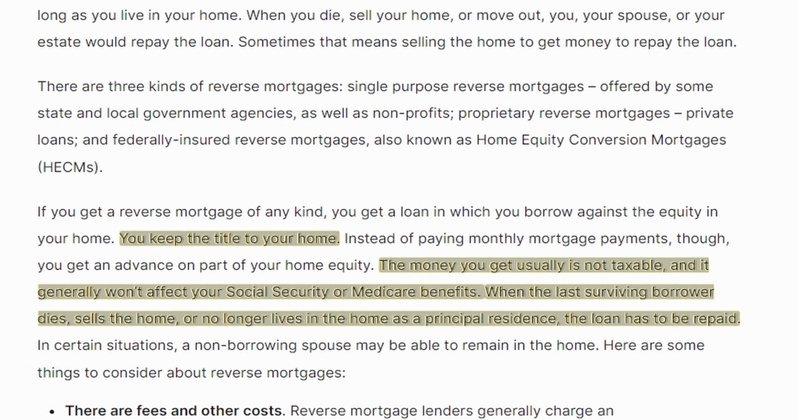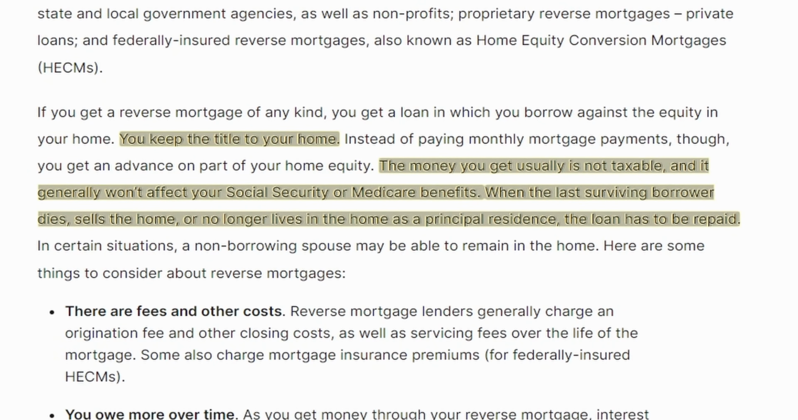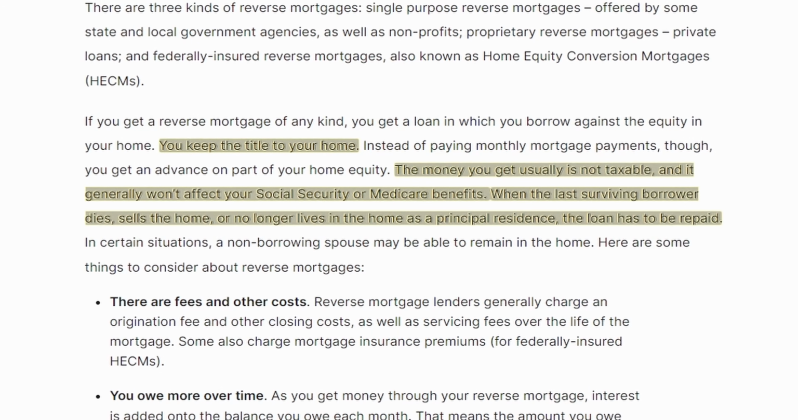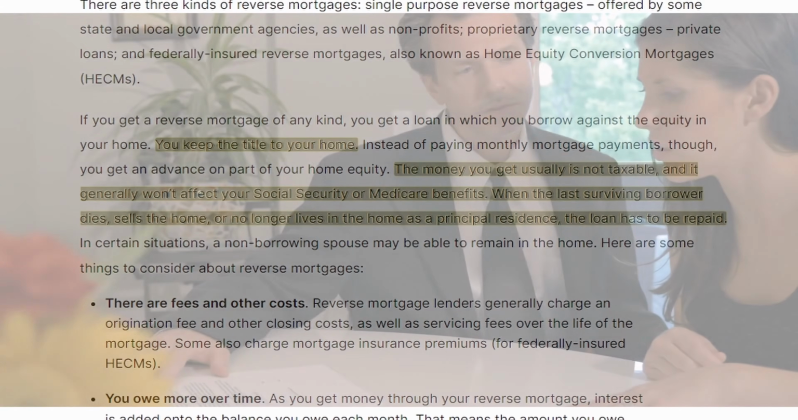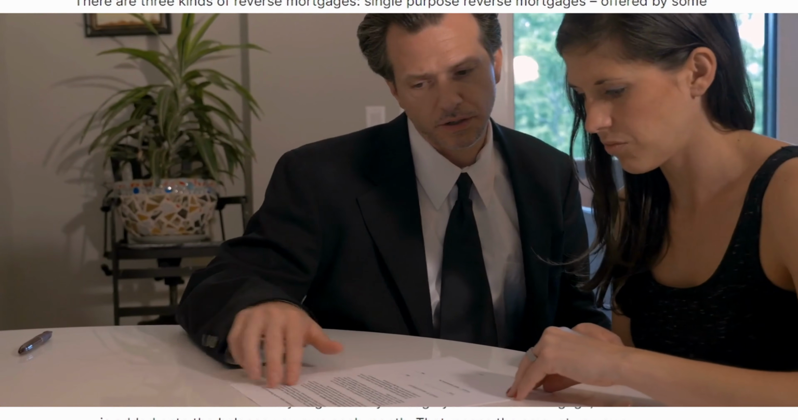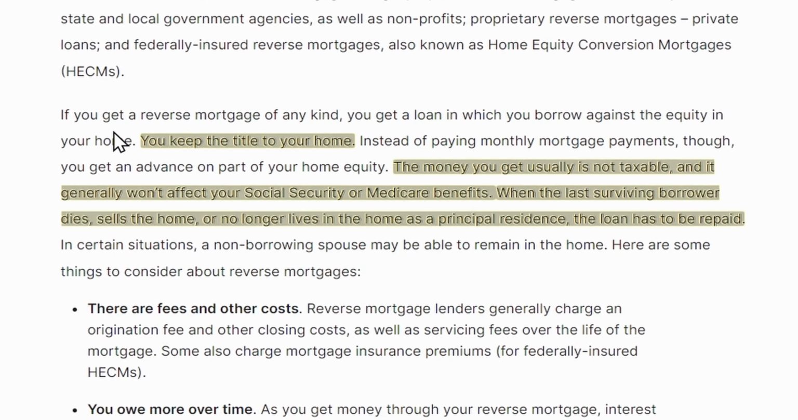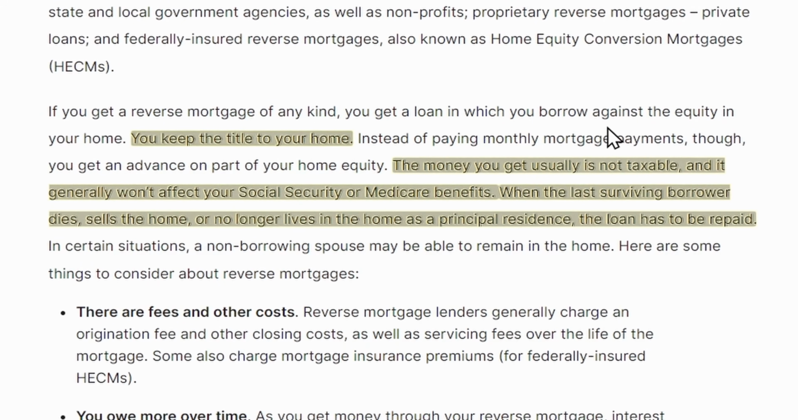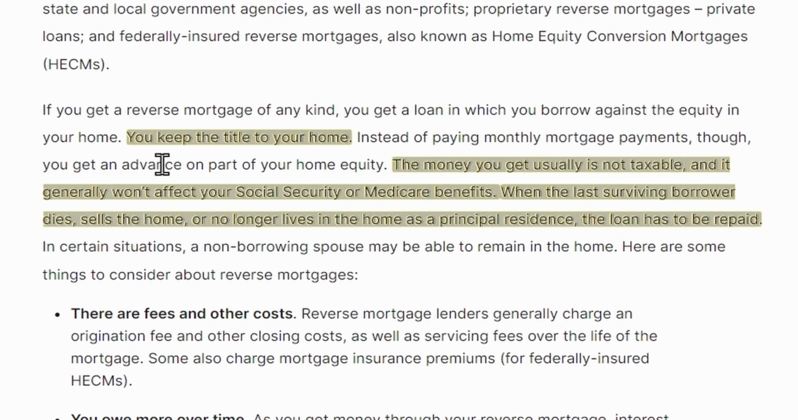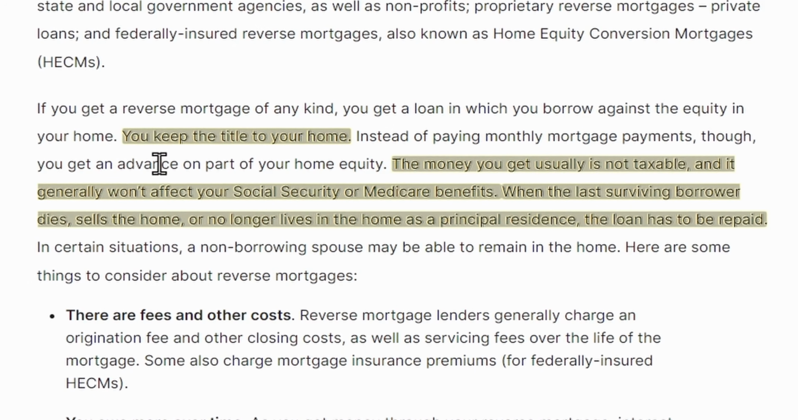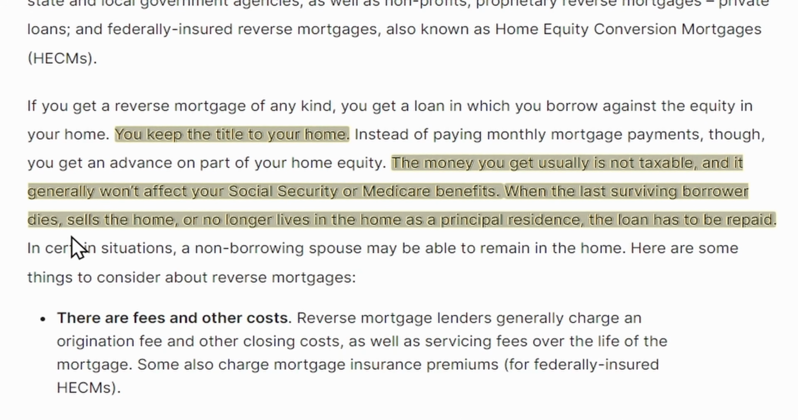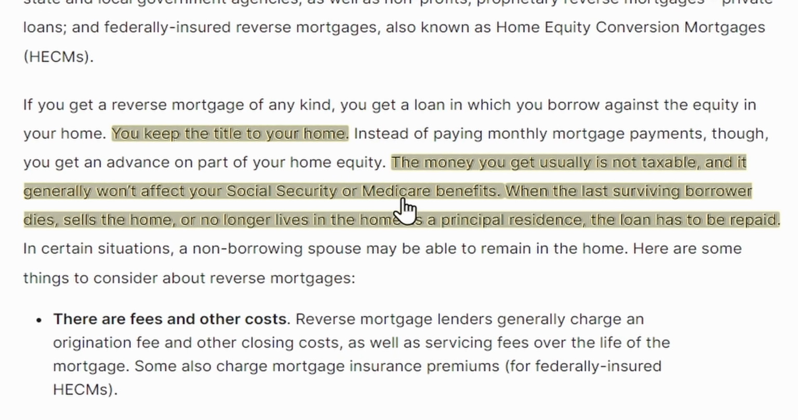Okay? The one thing I want to explain to everybody, and I even have attorneys questioning this sometimes. I used to have a radio show in Chicago, and I had an attorney on there, and he's like, why would my client want to do a reverse mortgage when they have to deed the house to the bank? Well, I got some great news for you. If you get a reverse mortgage of any kind, you get a loan which you borrow against the equity in your home. You keep the title to your home. The money you get usually is not taxable, and it generally won't affect your Social Security or Medicare benefits.